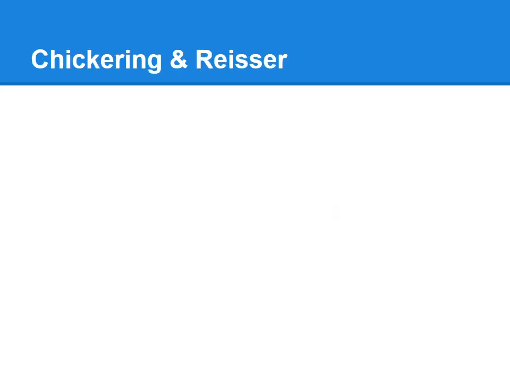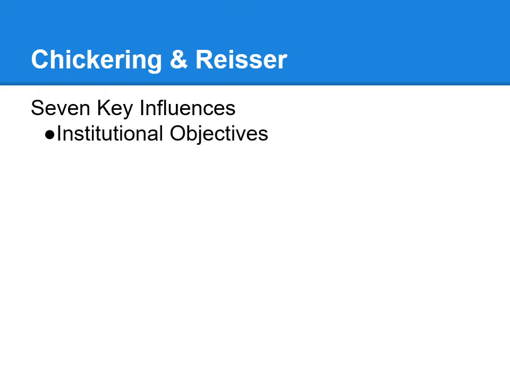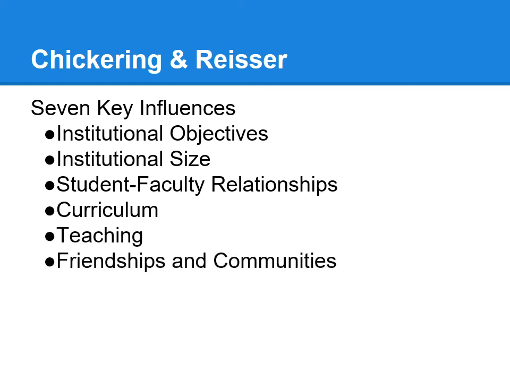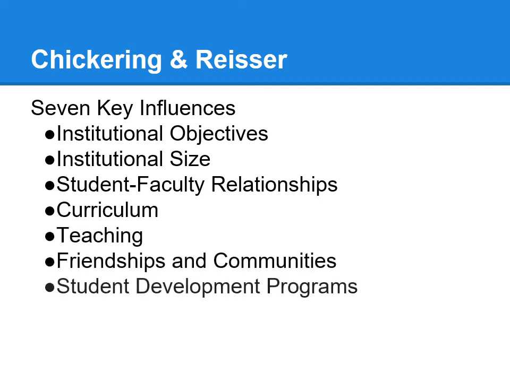Next up, Chickering describes 7 key influences, features of the college environment that influence students' development. These are interesting and useful, particularly for the assignments related to program design later on this semester. They include institutional objectives, institutional size, student-faculty relationships, curriculum, teaching, friendships and communities, and student development programs and services.